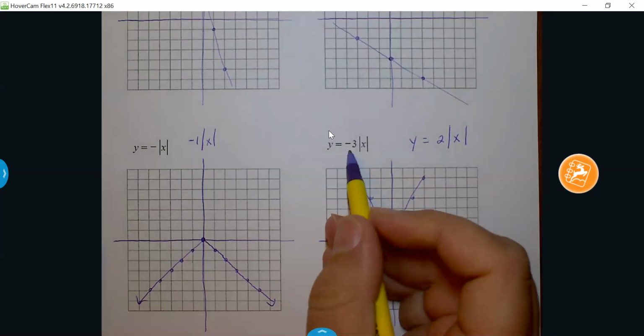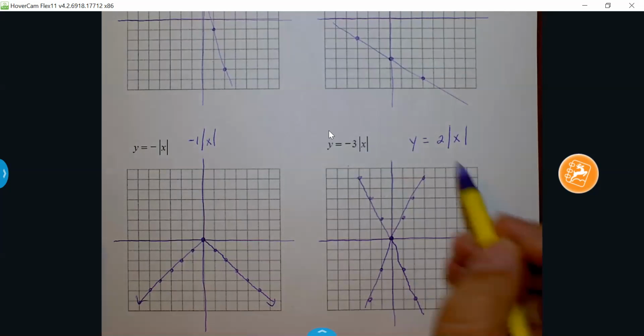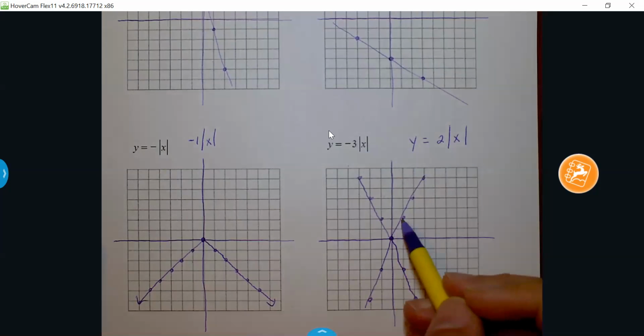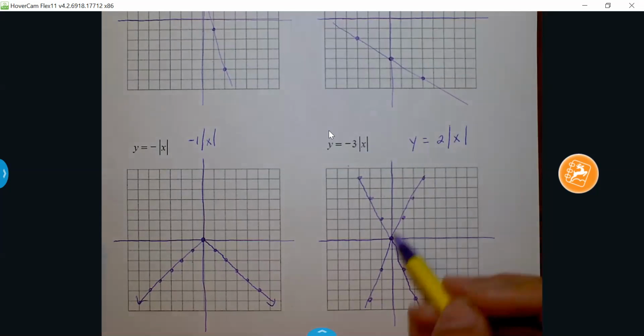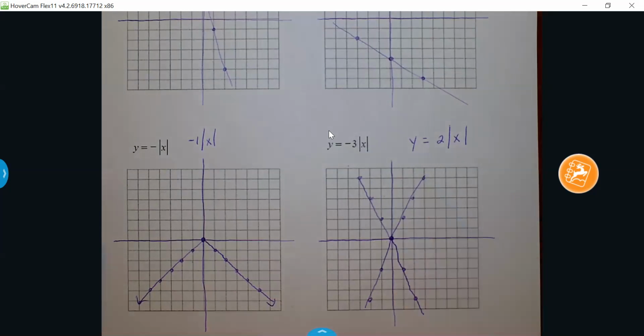So we have y equals -3 times the absolute value of x. That would be down with a slope of -3. And then we have y equals 2 times the absolute value of x. I just threw this in here as an extra one. We go up 2, right 1 on the right side, then up 2, left 1 on the left side to form the V. Just wanted to show you a positive one.